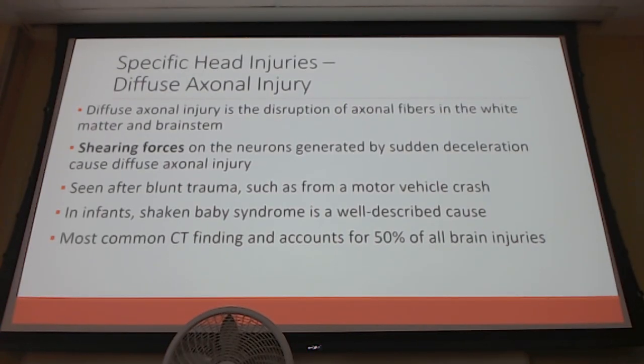All right. Next we have our diffuse axonal injury. So some sort of axonal fibers in our brain get disrupted, usually from some sort of deceleration injury, and it causes shearing forces. You see a lot after blunt trauma. You can see it in infants with shaken baby syndrome. And then this one is a common finding on CT. I think it's the most common. I don't know. I meant to look that up.